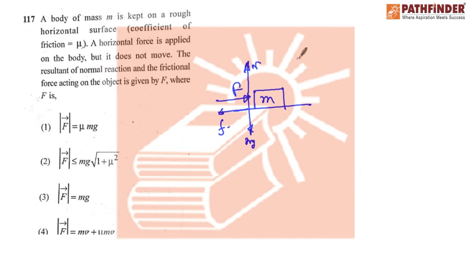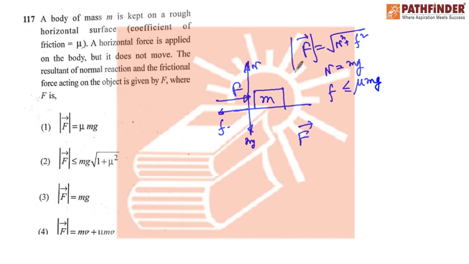So the resultant of normal reaction and friction force is equal to the magnitude is N square plus F squared. Now N here is equal to mg, and F here is less than equal to mu times N, that is mu mg. As it is static friction force, you cannot say what is the exact value. It is not given as the limiting friction case. So magnitude of F will simply be less than equal to mg times root under 1 plus mu squared. So option number 2 is the correct one.